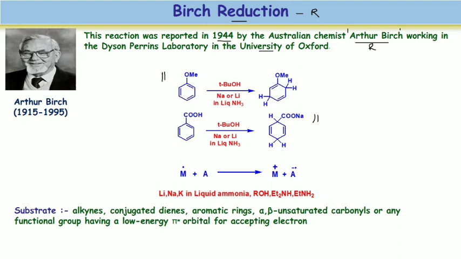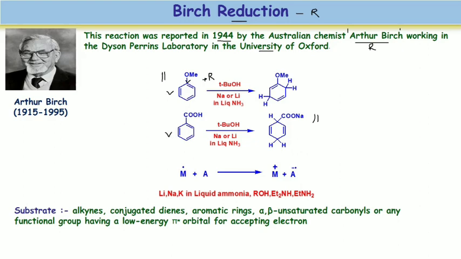In the first example, the molecule is anisole. So in the anisole molecule, the aromatic nucleus is electronically enriched because it is connected to an electron donating group having plus R effect. So as the aromatic ring is electronically enriched, it will not accept an electron in an easy way for reduction. So the anisole molecule has a higher potential energy barrier for reduction.